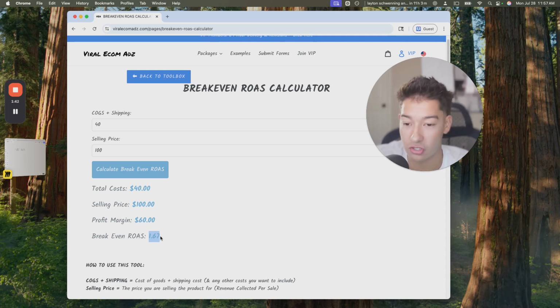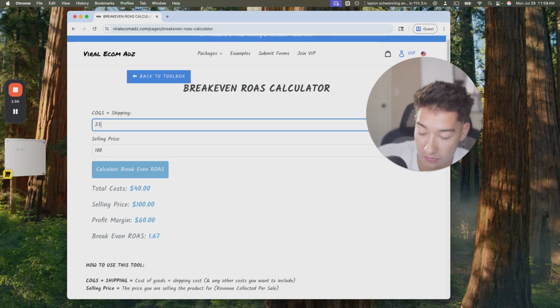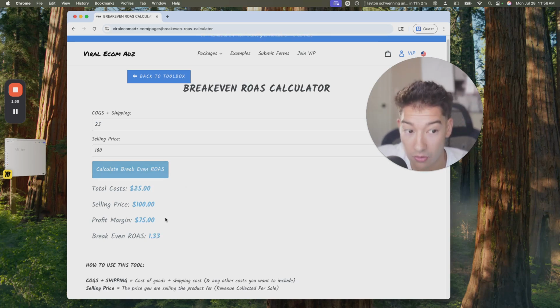And guys, you should be running these numbers before you test a product. This should be part of your product research routine, I guess. Okay, so if you're selling something for $100, let's see what this number is if it costs you 25. 1.33. Perfect. Absolutely perfect. The lower you can get this number, the better.